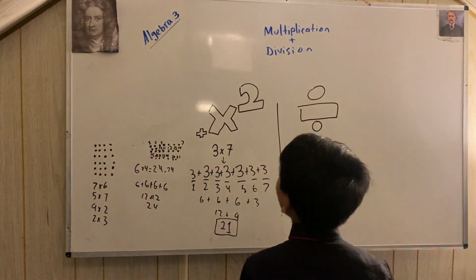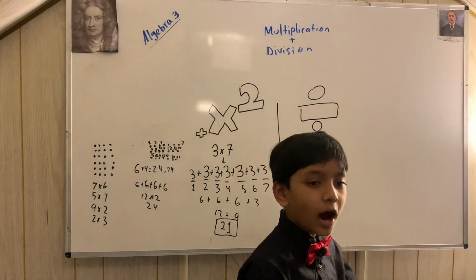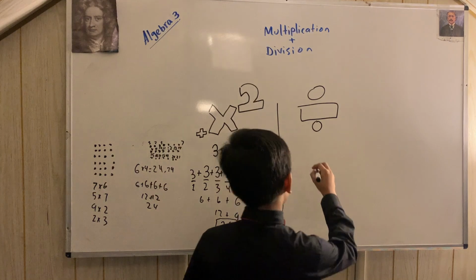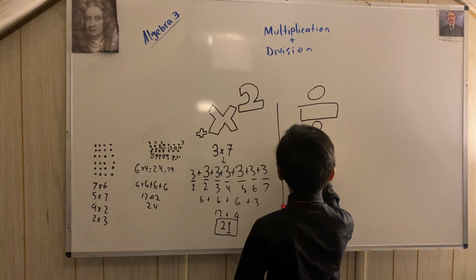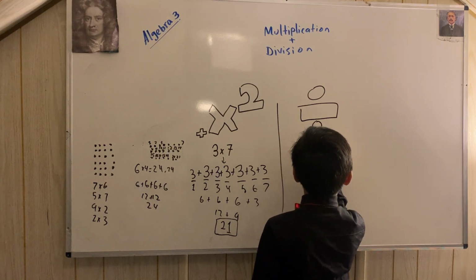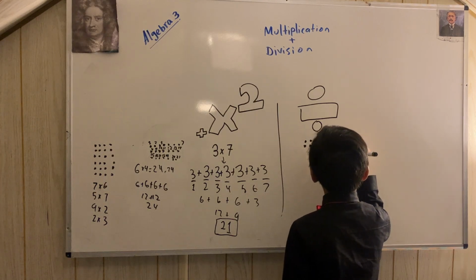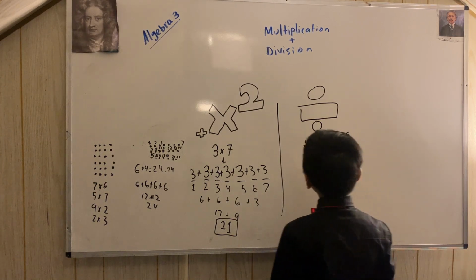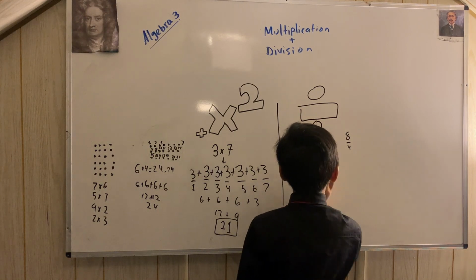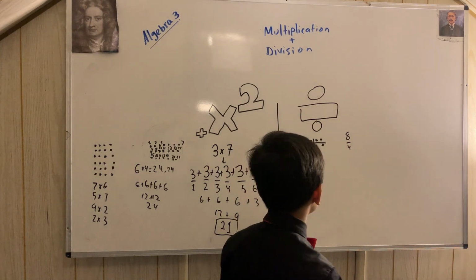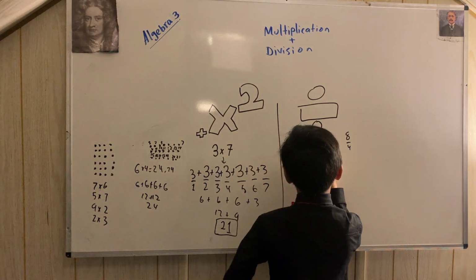Now, we have division. What is division? Well, division divides stuff. Let's say you have a group of 8 objects. So 8, and you wanted to divide 8 by 4. That would be splitting 8 into 4 equivalent parts. You could also do it in a different way if you wanted to.